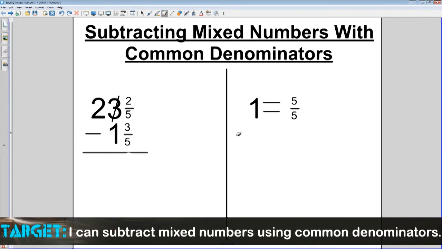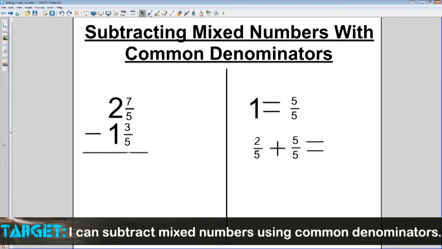So I'm going to take that 5/5 and add it to the 2/5 that already exists in our original number. So I'm going to take the 2/5 plus our new 5/5. When you add it together, 2 plus 5 is 7/5. So I'm going to take that 7/5 and bring it over here. I'm going to remove our original fraction of 2/5, and it's now 7/5. So now our new number is 2 7/5 minus 1 3/5.